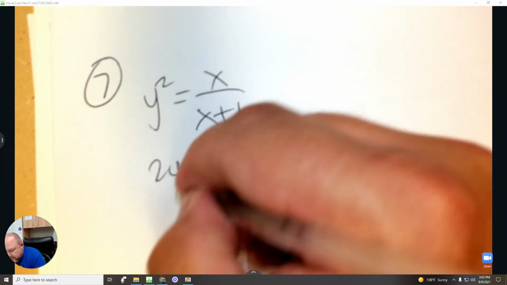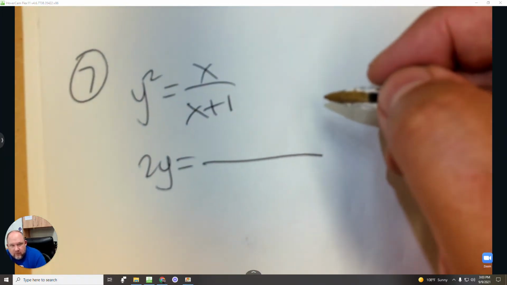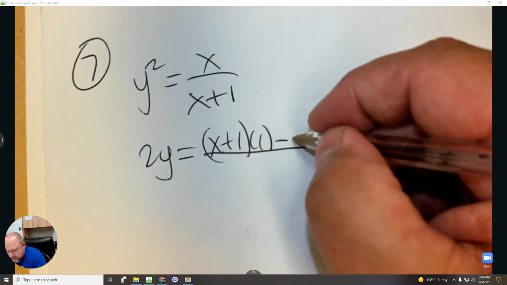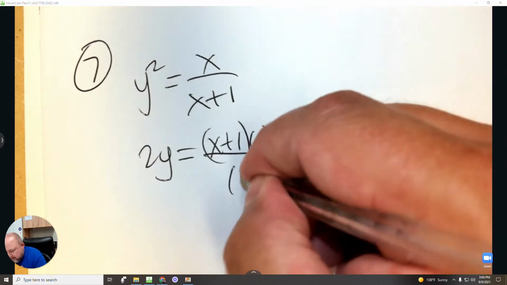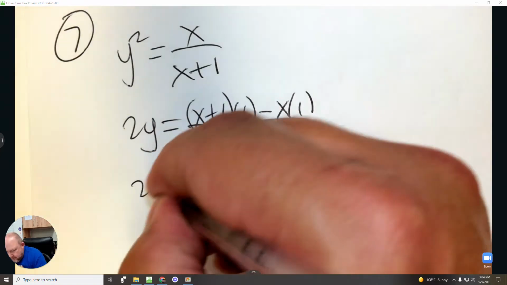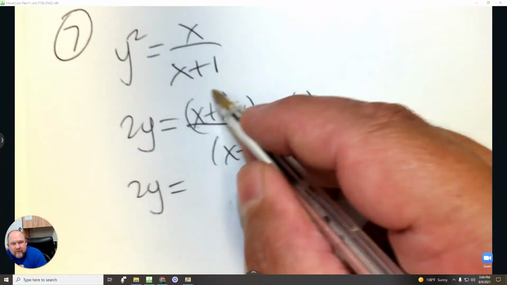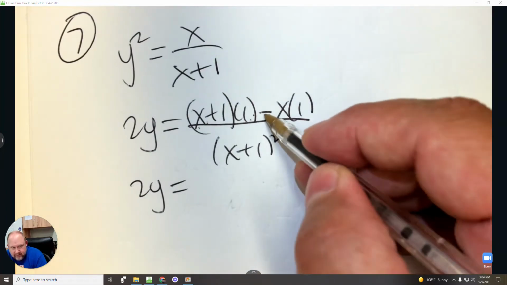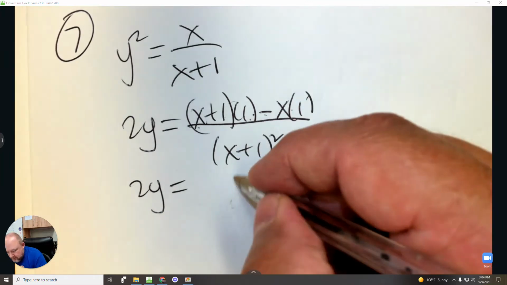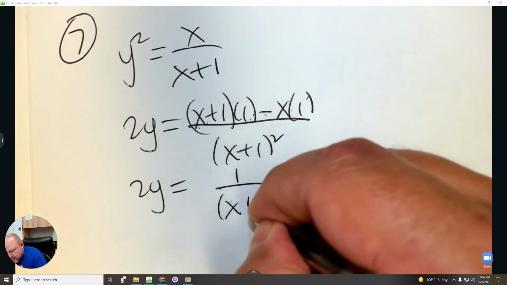Take the derivative. On this side is going to be the quotient rule. That's the bottom times the derivative of the top, subtract the top times the derivative of the bottom, and the bottom squared. Combine like terms. X times 1 is x, and x take away x means they eliminate. So all I'm left with is 1 times 1. So when I combine like terms, that's what I'm left with.